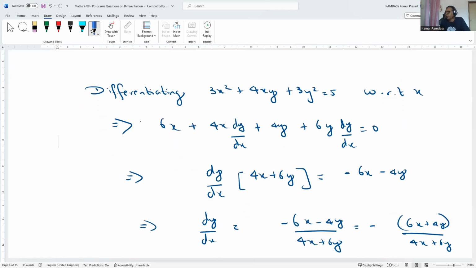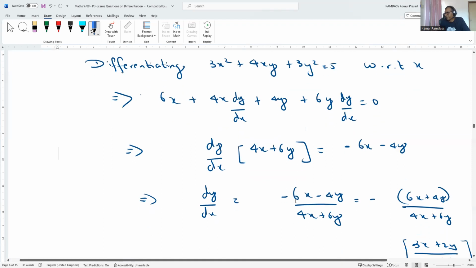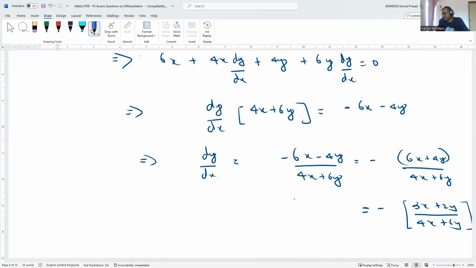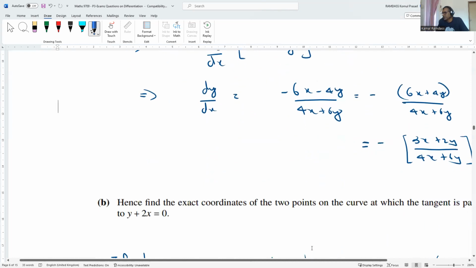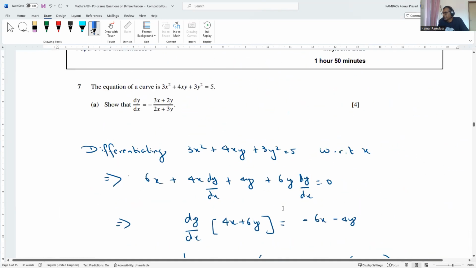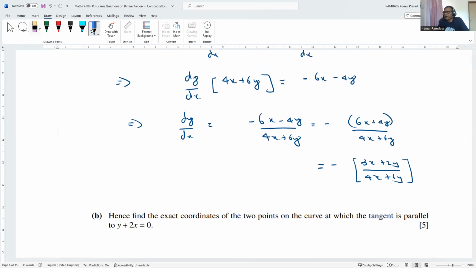Et là, je groupe tout le monde dy by dx ensemble. Ça veut dire dy by dx multiplié par 4x plus 6y is equal to minus 6x minus 4y. Therefore, dy by dx is equal to minus 6x minus 4y divided by 4x plus 6y. Et moi, je mets minus 1 en dehors, je gagne 6x plus 4y à l'intérieur. Et moi, je divise par 2 partout, je gagne 3x plus 2y over 2x plus 3y. C'est ça la réponse.